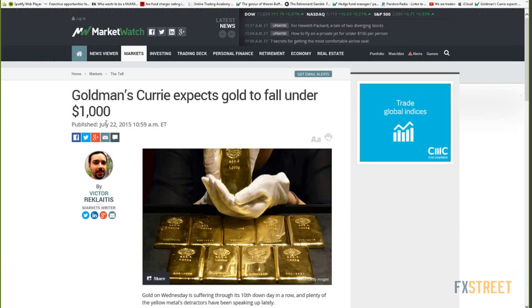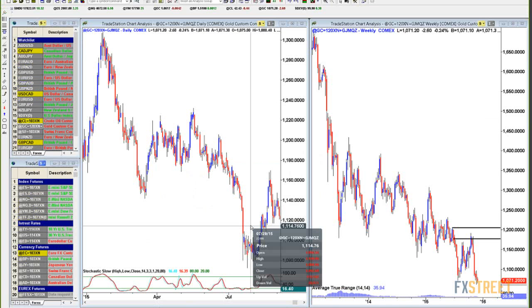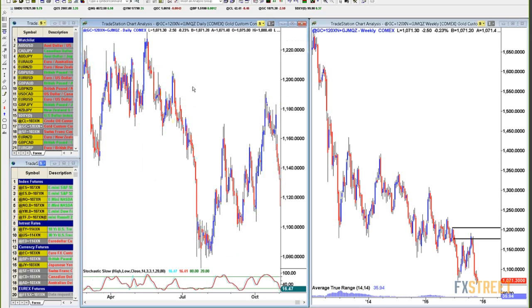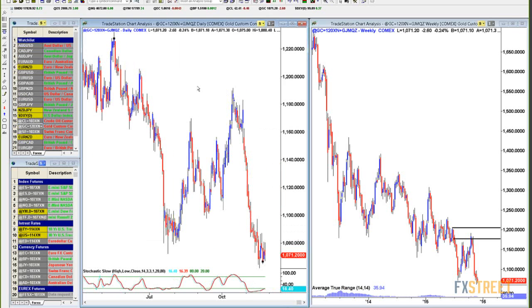Look. Goldman's Curry expects gold to fall under $1,000. There you go. Look, July 22nd. So then, you look at our charts. Here was July 22nd right here, and you can see basically where the market had been in July. And look what it did. It rallied. So it's like, well, thanks, dude. Maybe you just wanted to scare everybody into selling gold because you wanted to buy it nice and cheap to ride it back up to then sell it a bit higher for its push to $1,000. That's why I don't read any of the news, basically, guys. I take these clippings to show my students, to tell them to not look at this stuff.